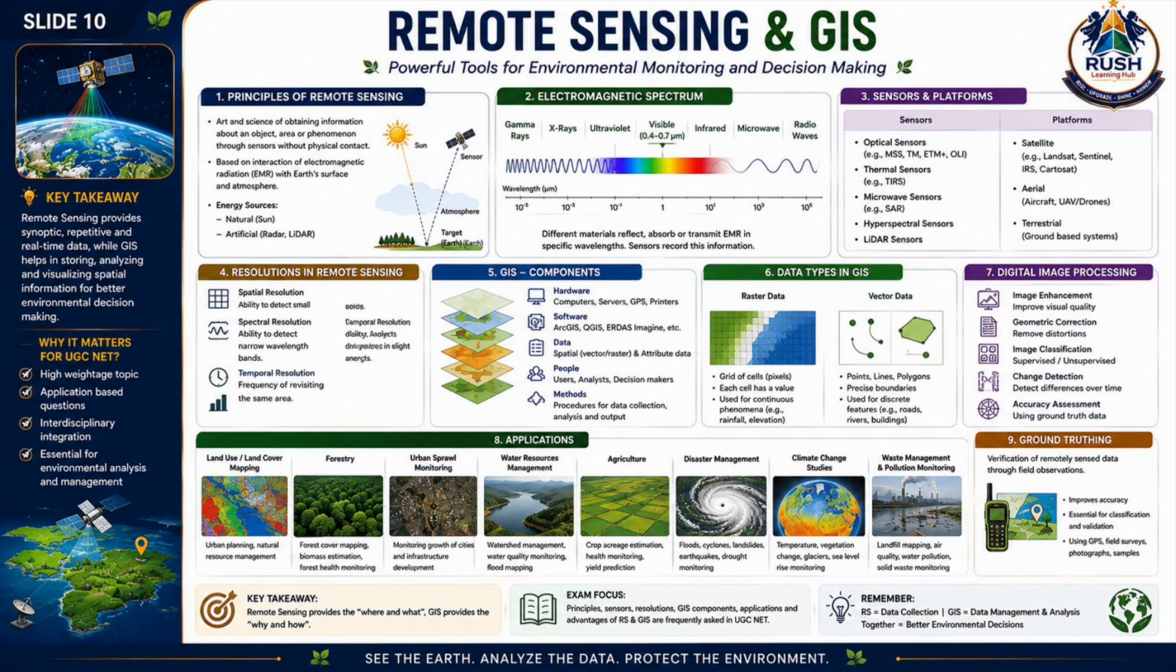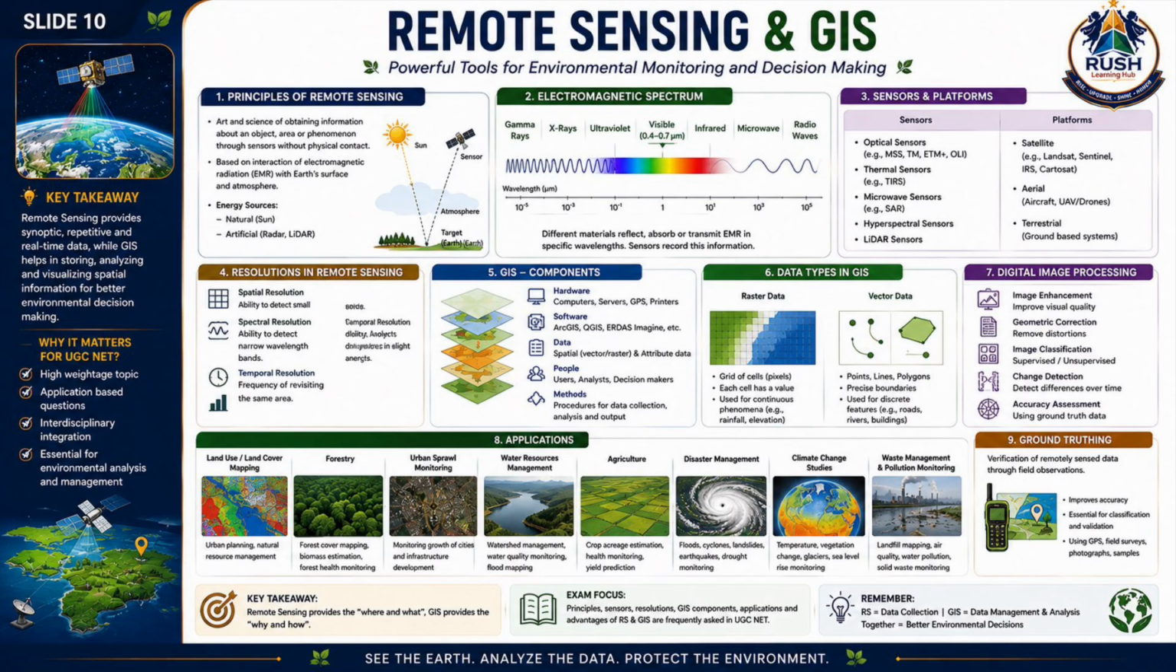Let us now move to GIS. GIS stands for Geographic Information System. GIS is a computer-based system designed for capturing, storing, managing, analyzing, and displaying geographically referenced information. While remote sensing primarily collects spatial data, GIS organizes and analyzes that data to support decision-making.